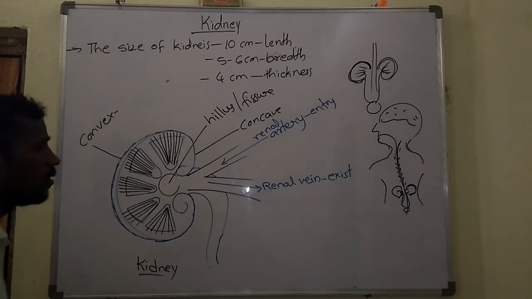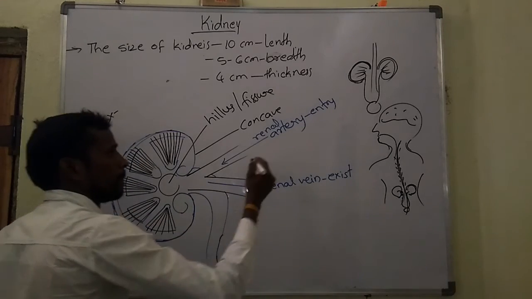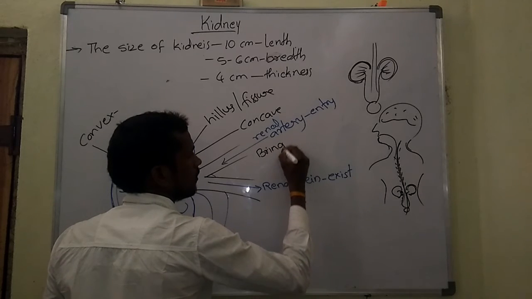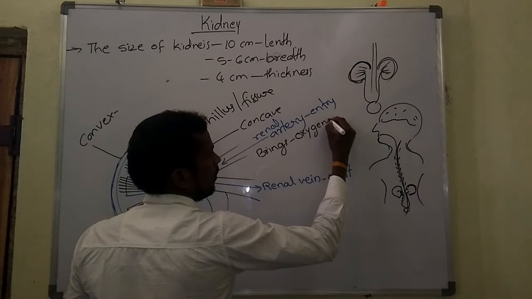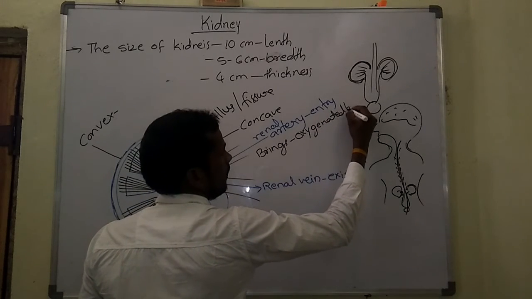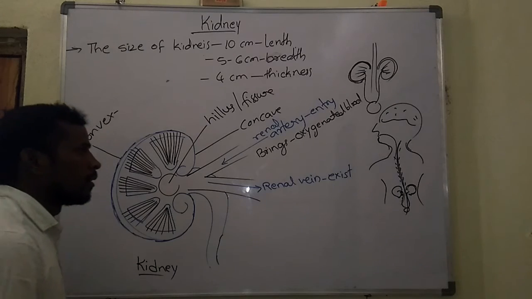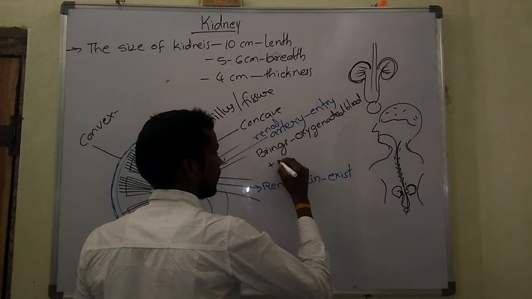Okay. Now the renal artery brings oxygenated blood loaded with waste products.